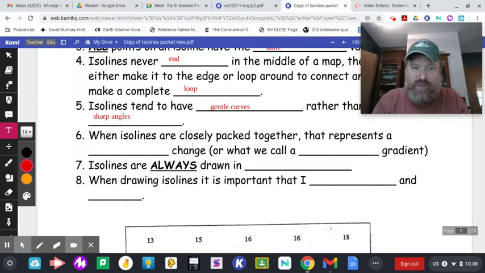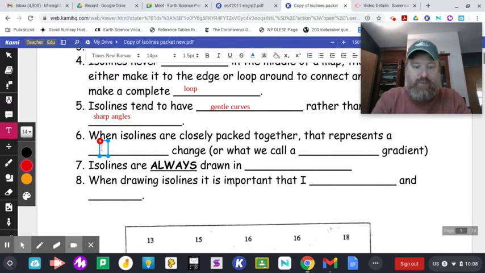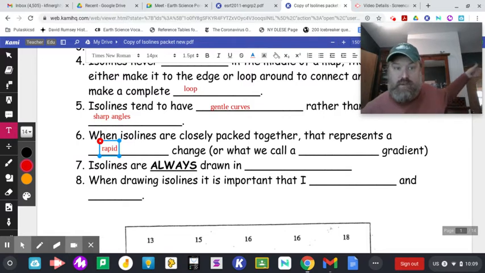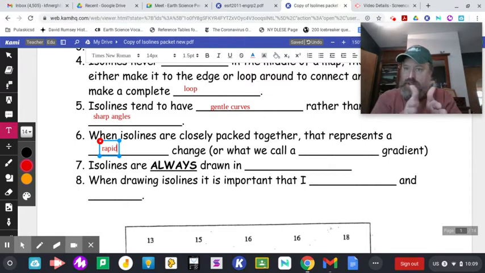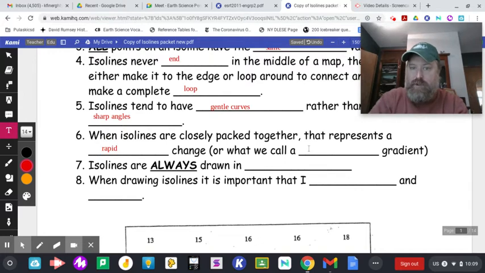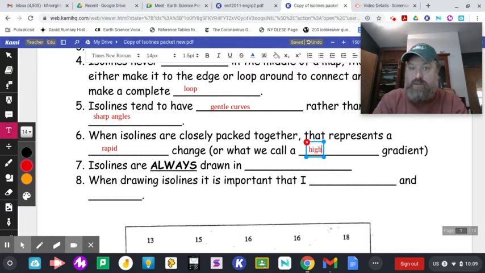When isolines are closely packed together, that represents a rapid change. That western end of my street has a pretty steep hill if you're 5 to 6 years old, not a tricycle. So that's where he was going really fast. And if we looked at a map of that, the isolines there would be more closely packed together. We called that a high gradient, and we mathematically calculated that gradient. We're going to have to do it again.